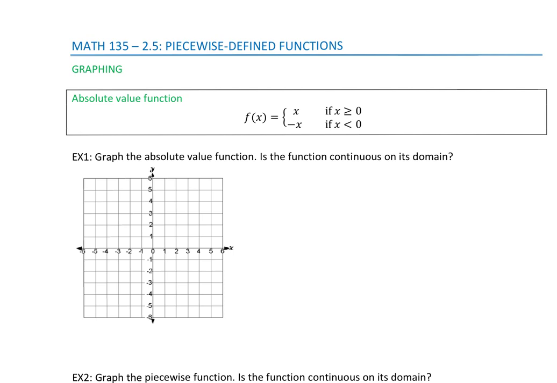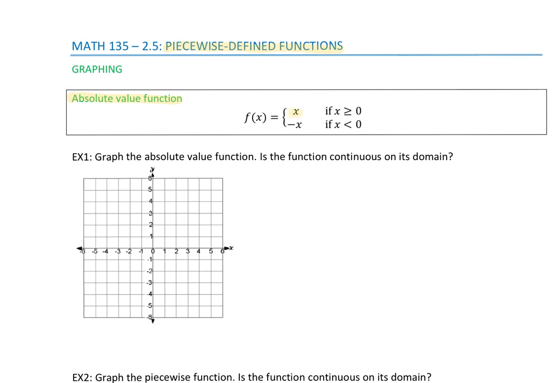In section 2.5, we're going to be graphing what we call piecewise functions, or in your textbook, they'll call these piecewise defined functions. And I'm lazy, so I'll just say piecewise function. And it's exactly what it sounds like. These are functions that are defined in pieces. We saw that in the last section when we looked at the absolute value function. Notice that the absolute value function is defined in two pieces.